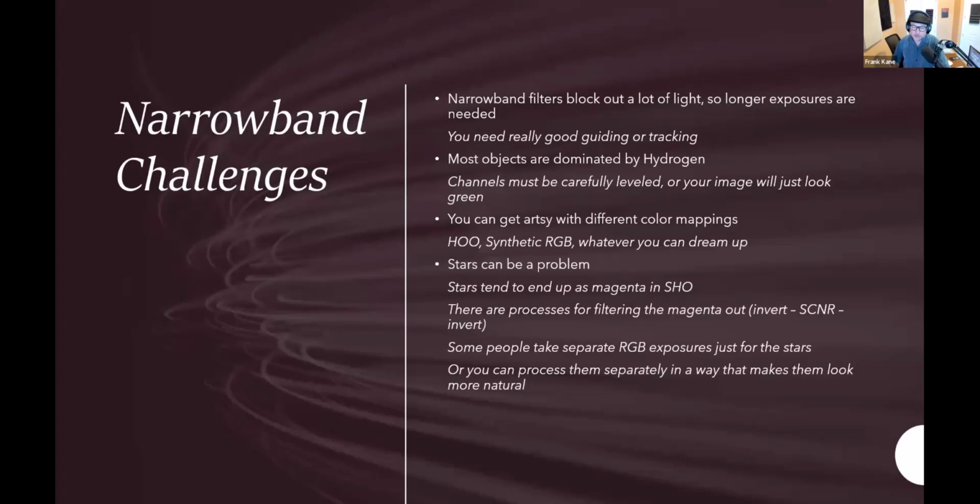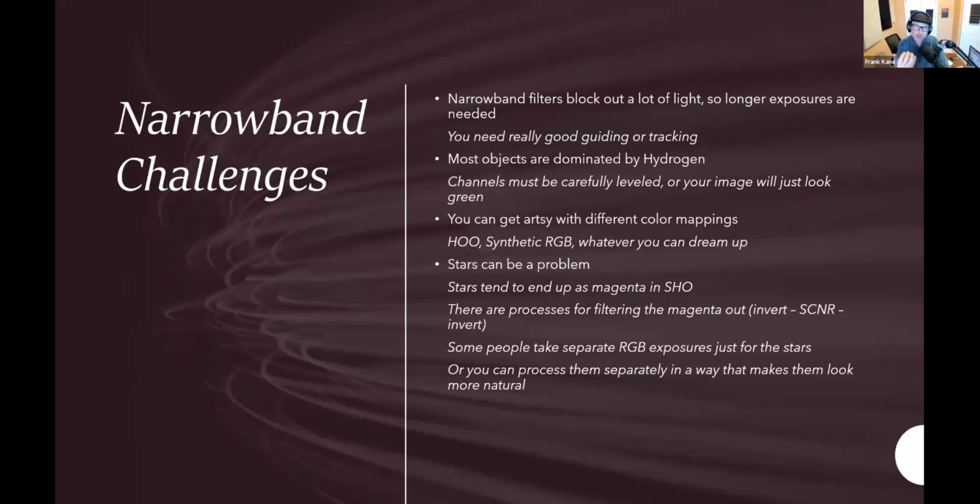One is to just filter the magenta color out. There are processes for doing that. You can just invert the image, apply a process called SCNR, which gets rid of green in the image, and then invert it back. That's one way to do it. Pretty easy. Some people actually take some separate RGB exposures through RGB filters just for the stars.